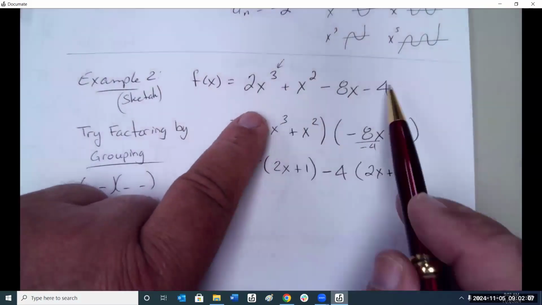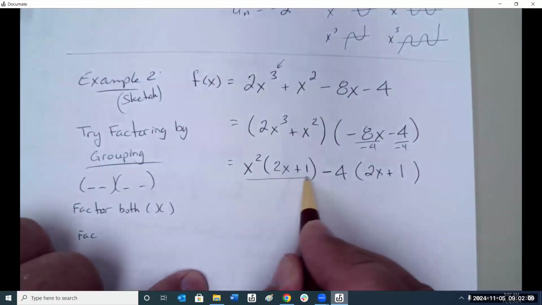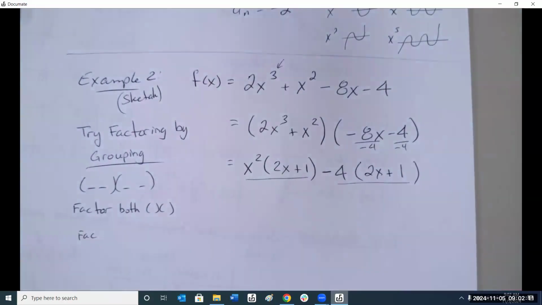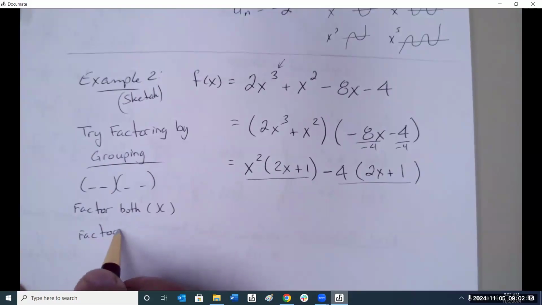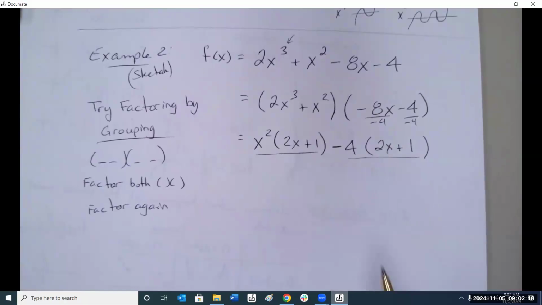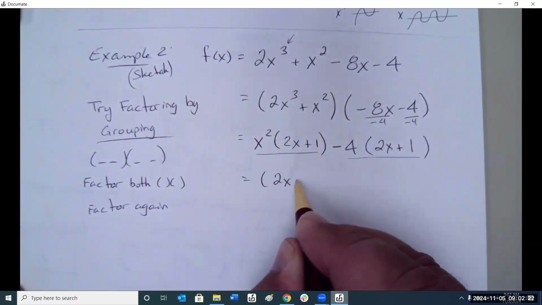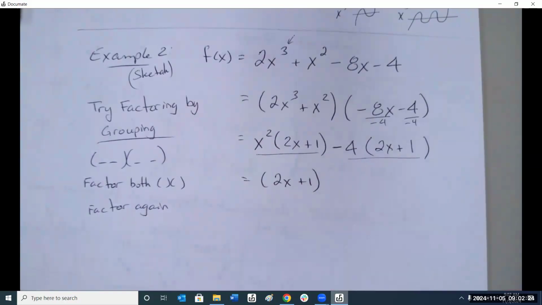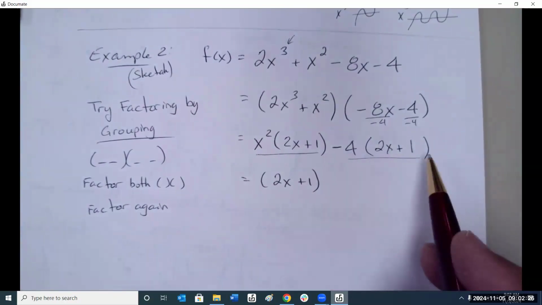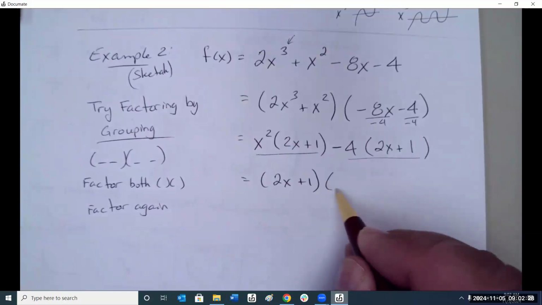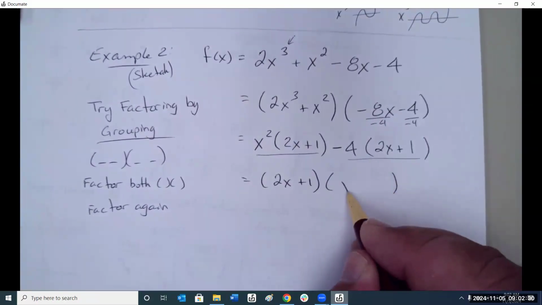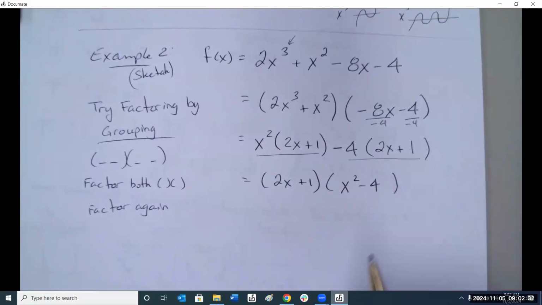Now, instead of having 4 terms, we now only have 2 terms. Factor again. What do they both have in common? They both have a 2x plus 1. If we take out the 2x plus 1 out of both of these, what are we left with? And that goes in the second parenthesis.